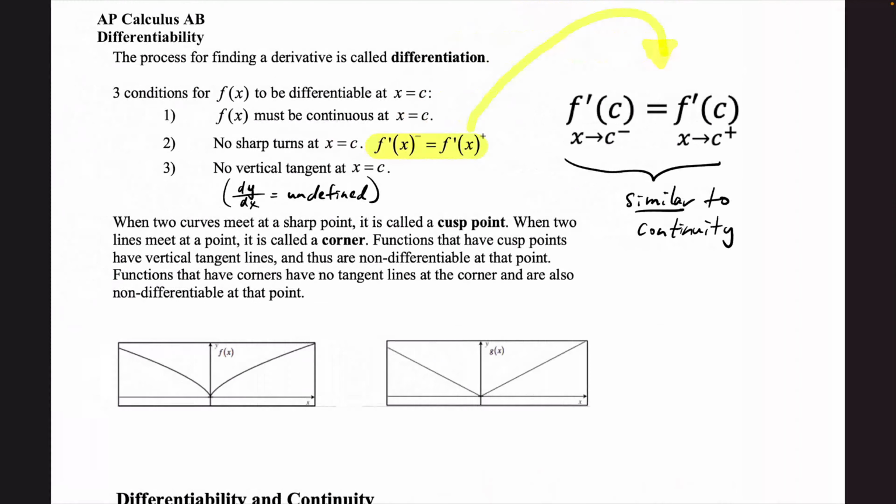This looks similar to continuity, except instead of limits, we use derivatives, okay? So is the derivative coming from the left equal to the derivative coming from the right? If they're the same number, it's differentiable. If they're not the same number, it's a sharp turn. Okay? It's a sharp turn.